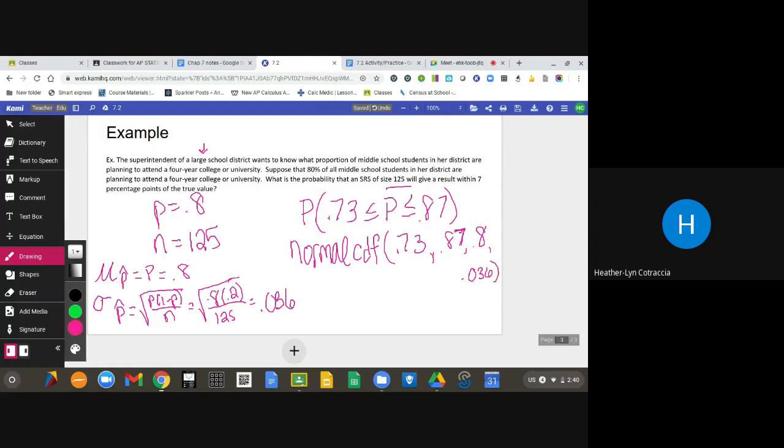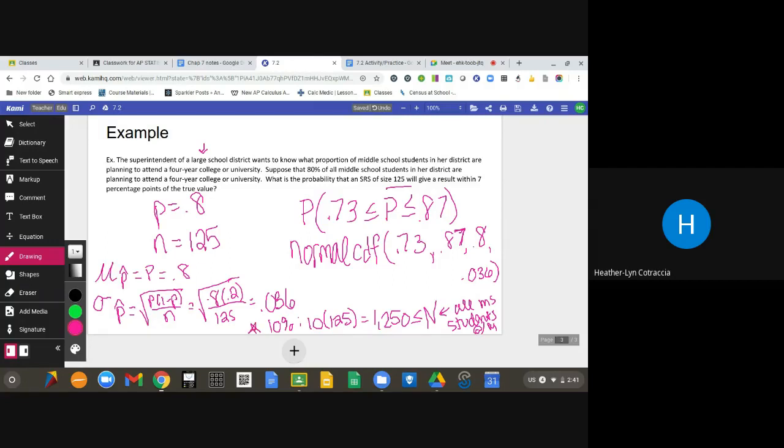Now, a couple things to check. We do need to check that 10% condition in order to be able to use this right here. So 10% says 10 times your sample size, 125, is equal to 1,250, which has to be less than or equal to N. N is your population. So N is all middle school students at the large district. And I hope that you would know that if it's a large district, then they're going to have more than 1,250 students. So I just checked my 10% condition.